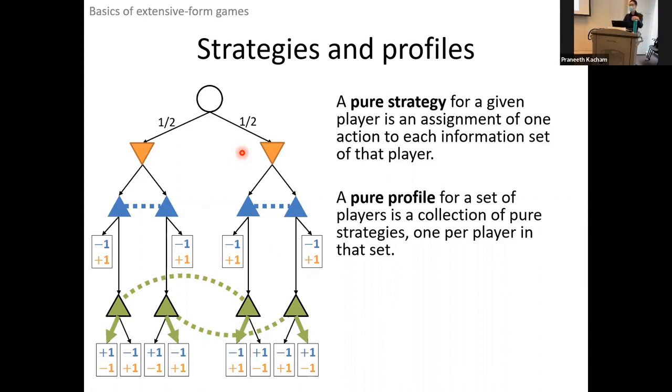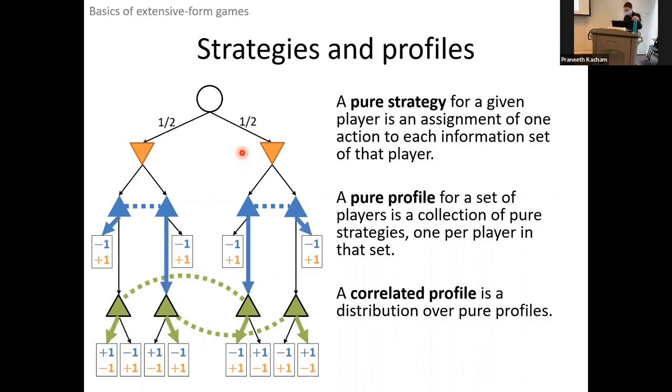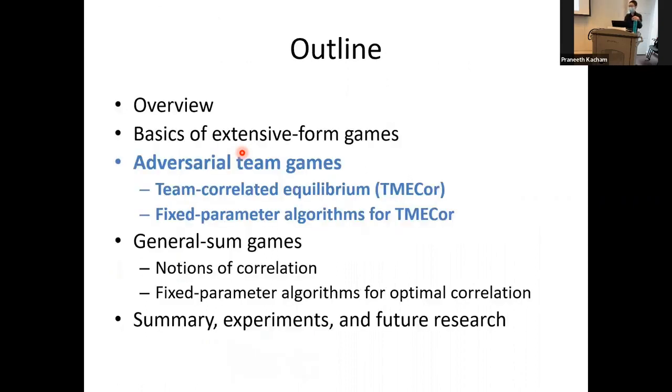A pure profile is nothing but a collection of pure strategies, one per player in a set. So for example, if I want a pure profile for green and blue, that'll be a pure strategy for blue and a pure strategy for green. A correlated profile is a distribution over pure profiles. Straightforward enough. Okay, now let's talk about adversarial team games.